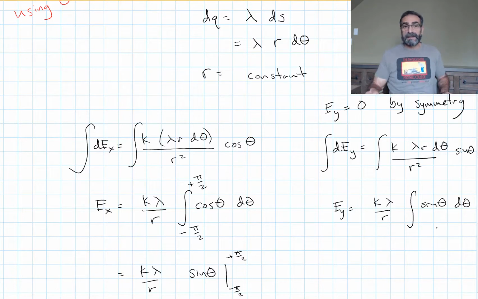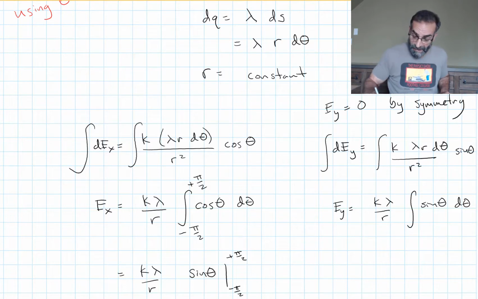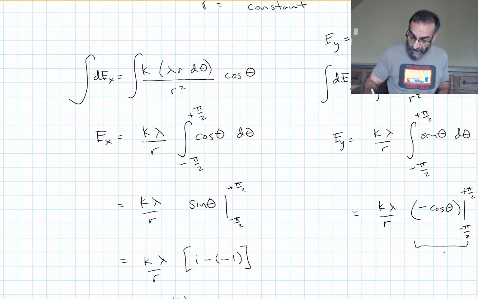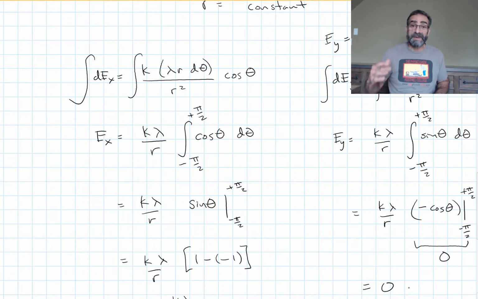This time we have an integral of sine theta d theta. Our limits are the same, minus pi over 2 to plus pi over 2. And when you integrate the sine, you get negative cosine, integrated from pi over 2 to negative pi over 2 gives you 0. Maybe I should write that one more step. Minus cosine theta from minus pi over 2 to plus pi over 2 gives us 0, which is what we expected.